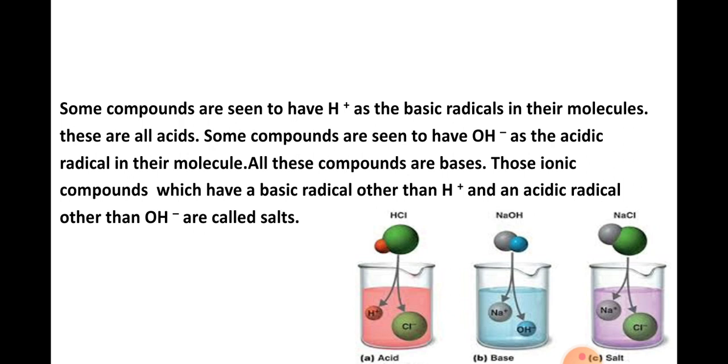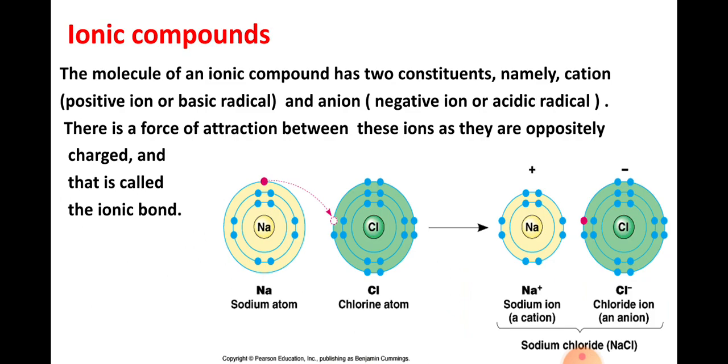Those ionic compounds which have a basic radical other than H+ and an acidic radical other than OH- are called salts. Ionic compounds. The molecule of an ionic compound has two constituents, namely cation, that is positive ion or basic radical, and anion, that is negative ion or acidic radical. There is a force of attraction between these ions as they are oppositely charged, and that is called the ionic bond.